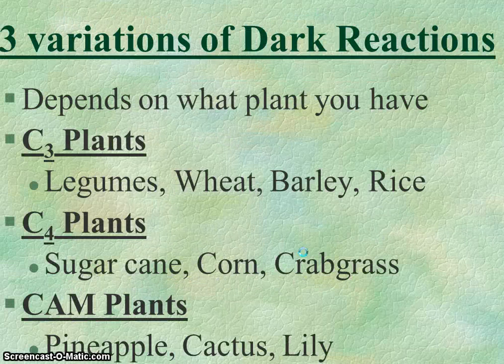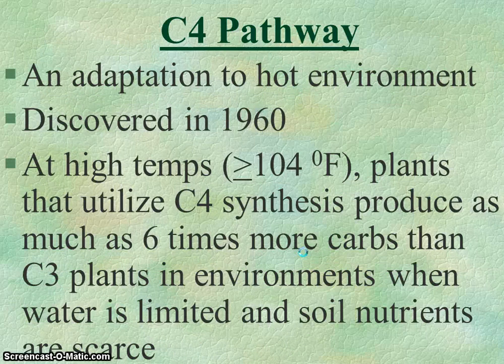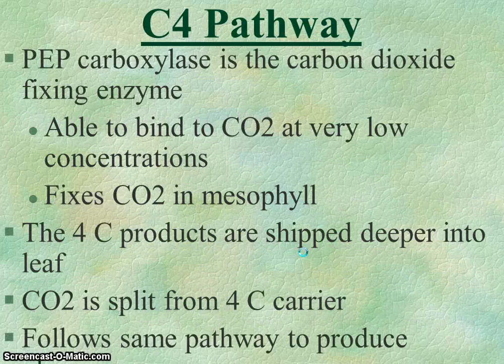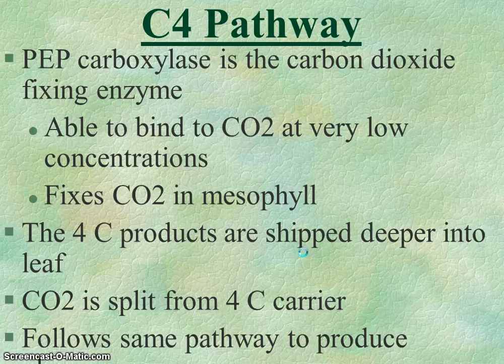Okay, and just to let you know that we do have a couple different types of plants. We have what are called C3 plants, which are the legumes, wheat, barley, rice. We have C4 plants, which are sugarcane, corn, crabgrass, and we have CAM plants, which are pineapple, cactus, and lily. All right, and because of the different pathways, they have to have certain adaptations because of the hot environment. So not all plants have their stomata open during the day. Some of them have to have it done in the evening time. So this is just a little bit more to show you that there are some variations within photosynthesis.